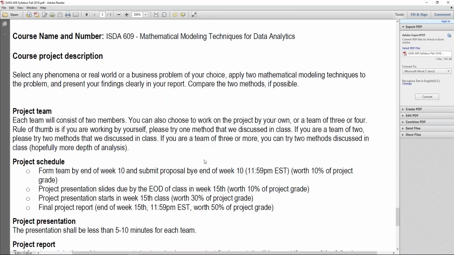You can also choose to work on the project on your own, just because your schedule doesn't match with anyone else's or things of that nature. Then you can work on your own as well. Of course, if you say, okay, 3 of us are interested in a very similar topic, then I would encourage you guys to form a team of 3 or 4. That would be perfectly fine as well.